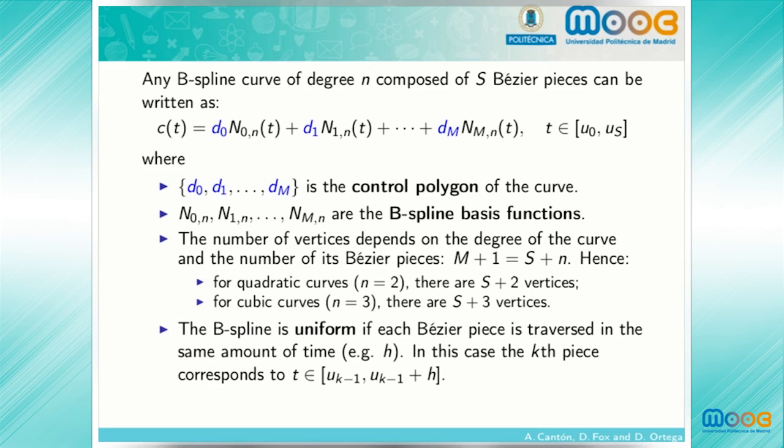The B-spline is said to be uniform if each Bezier piece is traversed in the same amount of time, here denoted h. In this case, the kth piece corresponds to t running from u sub k minus 1 to u sub k minus 1 plus h.